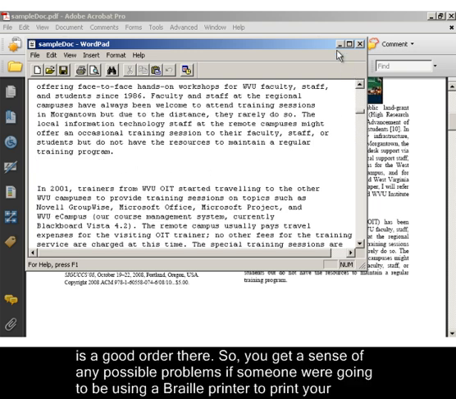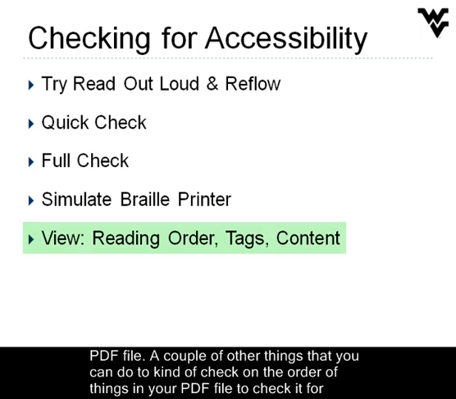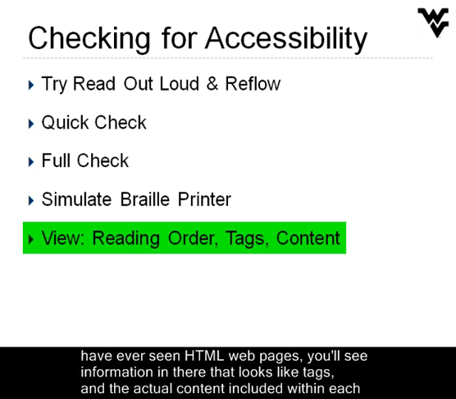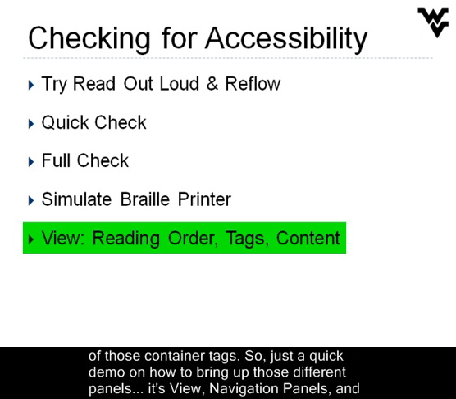So you get a sense of any possible problems if someone were going to be using a Braille printer to print your PDF file. A couple of other things that you can do to check on the order of things in your PDF file, to check it for possible problems with accessibility, is you can look at the reading order. You can look at the tags and view the content, which, if you've ever seen HTML web pages, you'll see information in there that looks like tags and the actual content included within each of those container tags.